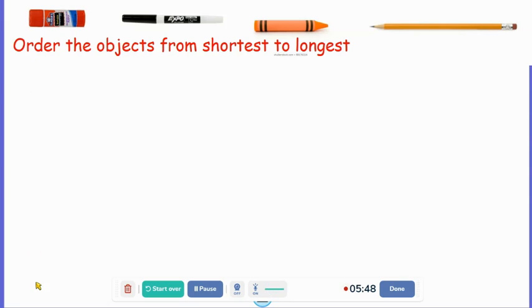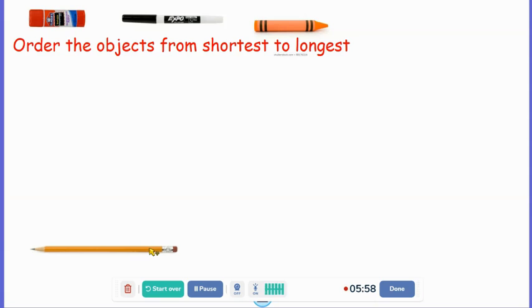So, shortest to longest. Now I'm going to actually start backwards. I'm going to put my pencil first because I definitely think that's the longest. And then I'm pretty certain that the marker would be next. I can check. Yep, definitely.